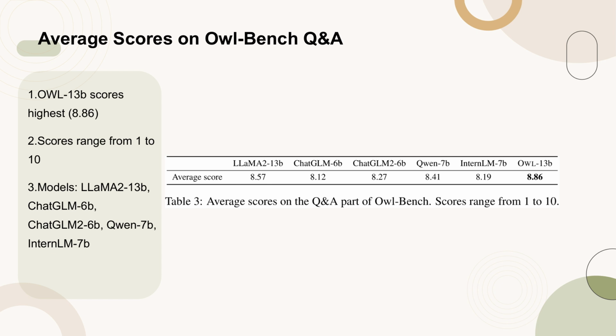Table 3 presents the average scores of various large language models on the Q&A part of OWLbench, with scores ranging from 1 to 10. The models evaluated include Llama 2-13b, ChatGLM 6b, ChatGLM 2-6b, Qwen 7b, InternLM 7b, and OWL 13b. Notably, OWL 13b achieved the highest score of 8.86, indicating superior performance in answering questions related to operation and maintenance problems. The scores reflect the model's capabilities in comprehensive processing and logical reasoning, with a small variance observed among the models, suggesting a high level of performance across the board.